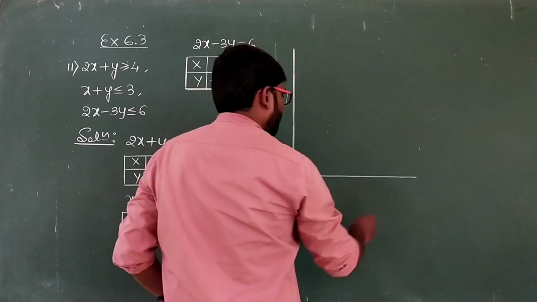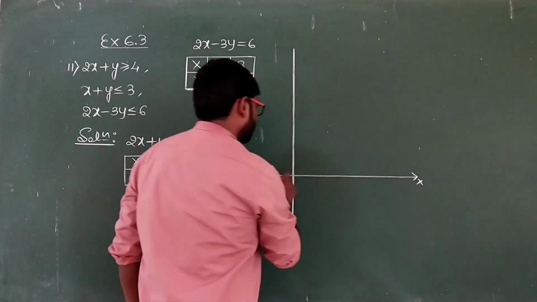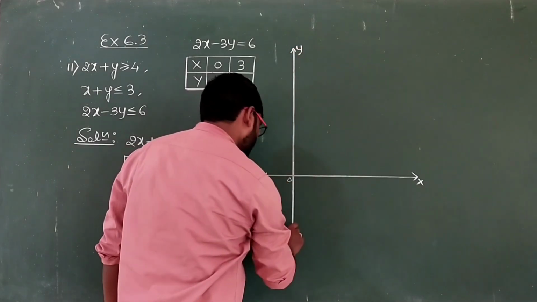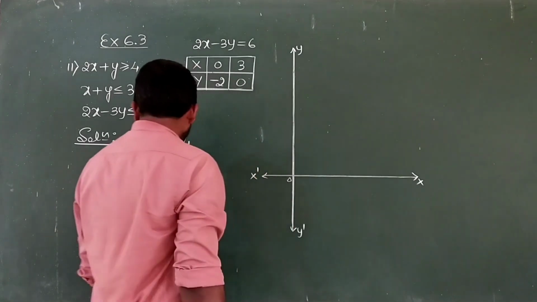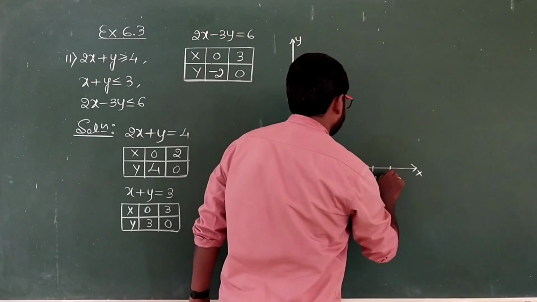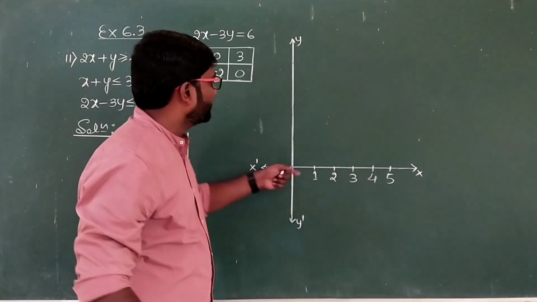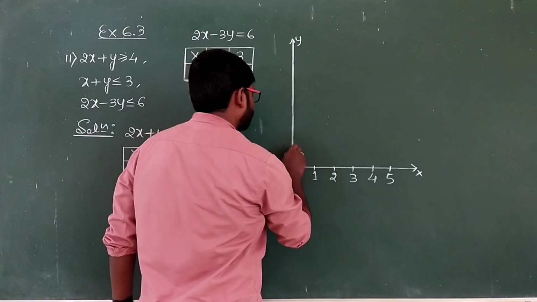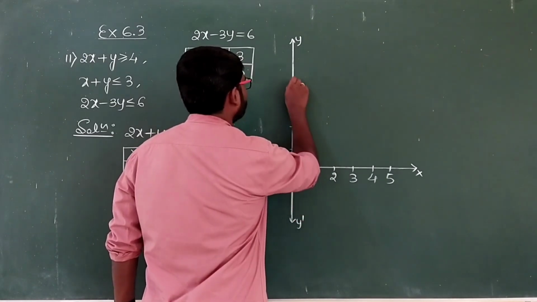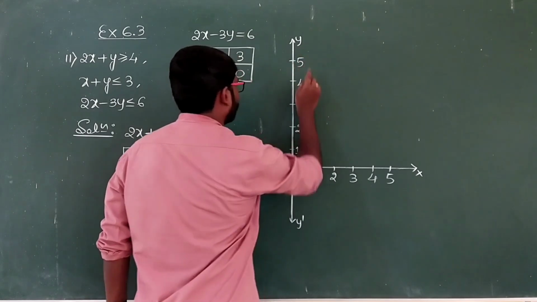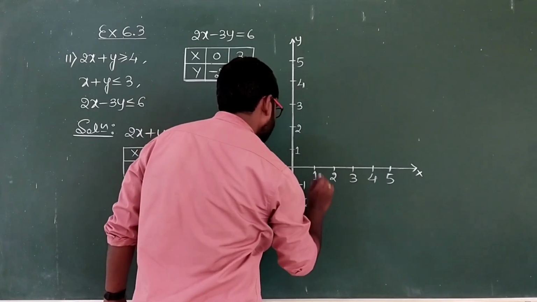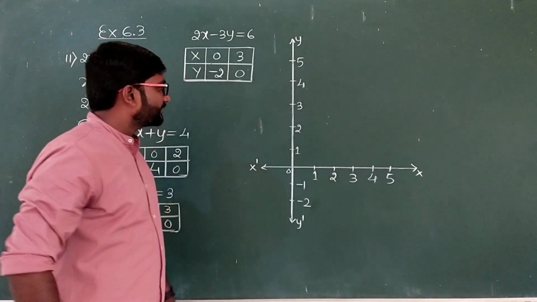Yes, now we have to mark x, O, x dash, and this is y, O, y dash. On the x axis, 2, 3, 4, 5, these are enough. And then similarly on the y axis we need some points: 1, 2, 3, 4, 5, then minus 1, minus 2. So mark the points now.